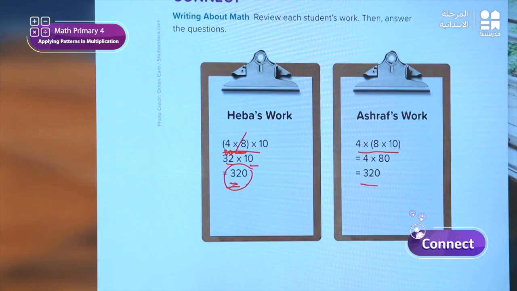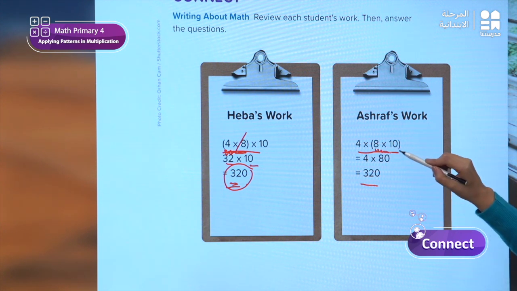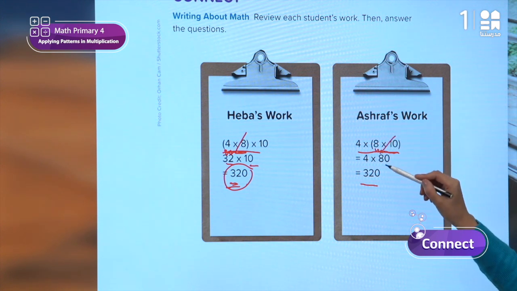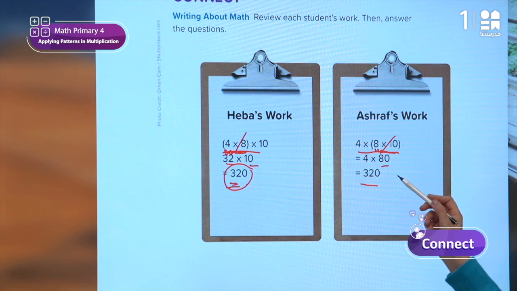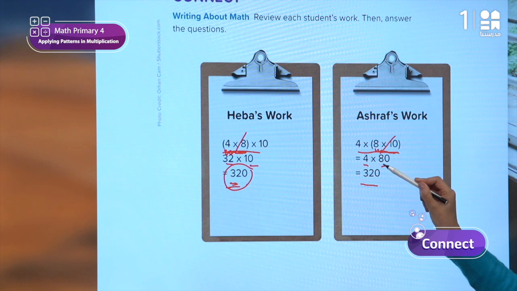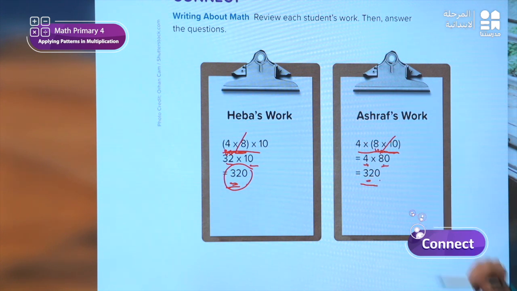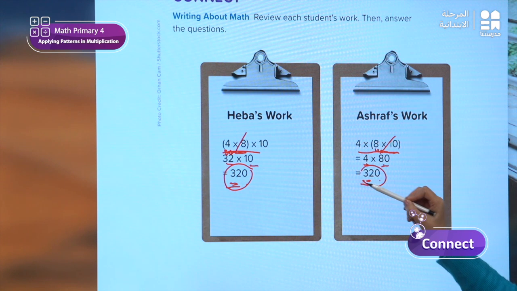تعالوا نشوف بقى أشرف عمل إيه. أشرف drew brackets around 8 و 10. أشرف بقى المرة دي حط brackets around 8 and 10. So 8 times 10 equals 80. And then he multiplied 80 by 4. 80 times 4 gives me what? عمل 8 times 4 32 and then put the 0 وطلع برضو الانسر 320 as you see here. This means what? This means we can solve the problem using different ways. زي ما احنا متعودين ممكن نحل أي problem in different ways.